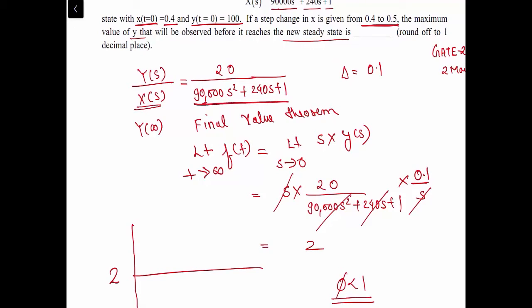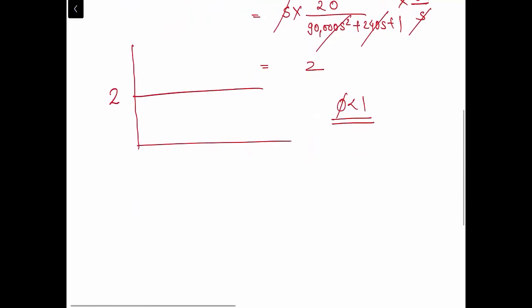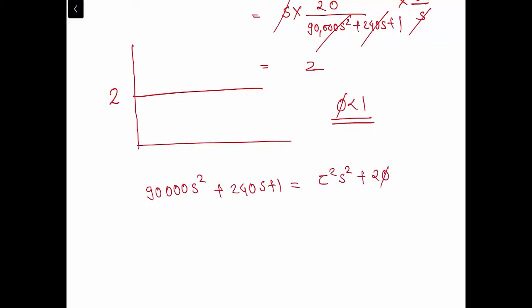So we have to compare this equation with our basic form, the basic form of a second order system. So that is 90,000 s square plus 240 s plus 1. So it should be compared with tau square s square plus 2 phi tau s plus 1. Here phi is the damping coefficient.